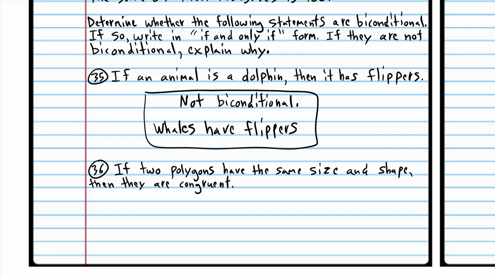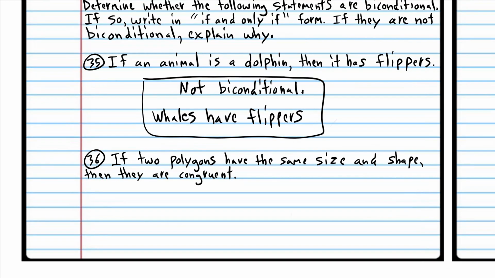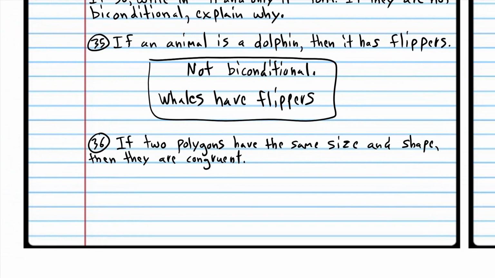So now let's look at the converse. If two polygons are congruent, notice how I added the word polygon, that's okay. You've got to add words so you can make the grammar and the sentence make sense. If two polygons are congruent, then they have the same size and shape. That is correct, because again, this is just the definition of congruence. So because the converse and the original statement are both true, they're biconditional.